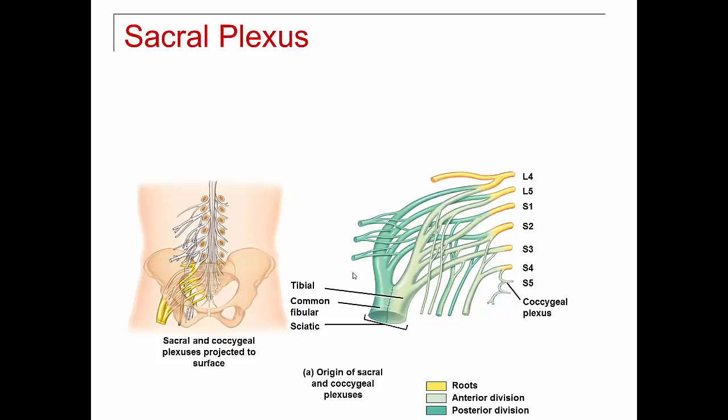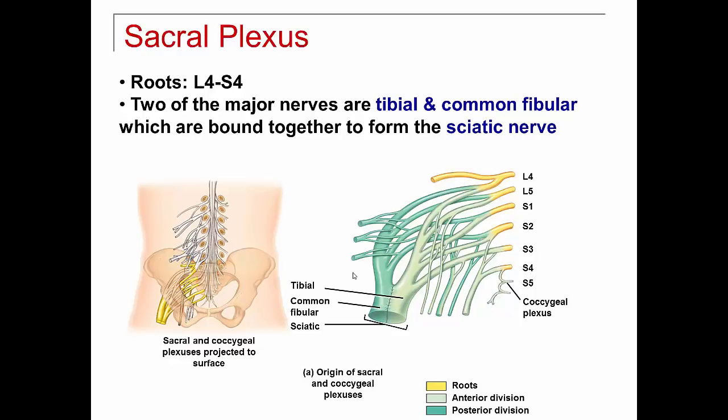The sacral plexus has ventral rami in the regions of L4 to S4. Two main nerves that arise from the sacral plexus are the common fibular and tibial nerves. They're grouped together, as you can see here, and anatomically they're held together by a sheath and referred to as the sciatic nerve. You can see here that there's some contribution of L4 to this particular nerve. L4 is also part of the lumbar plexus, and that's why it overlaps in both these plexuses.